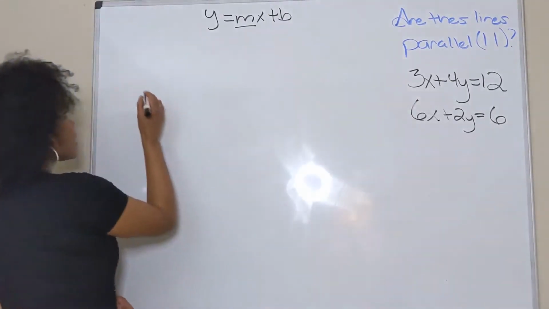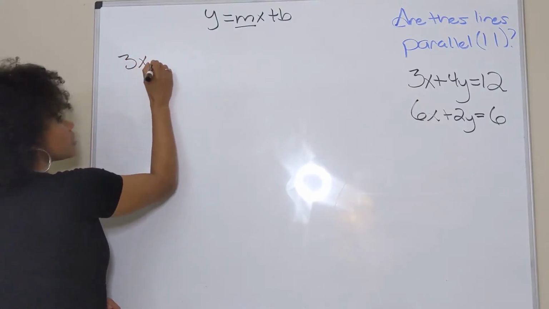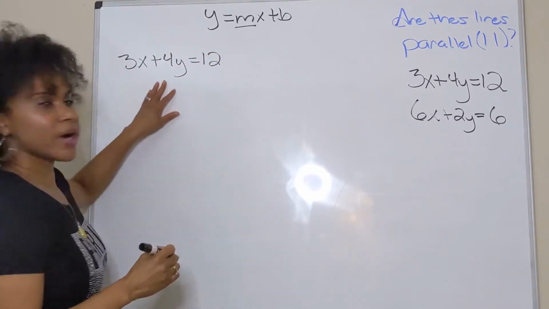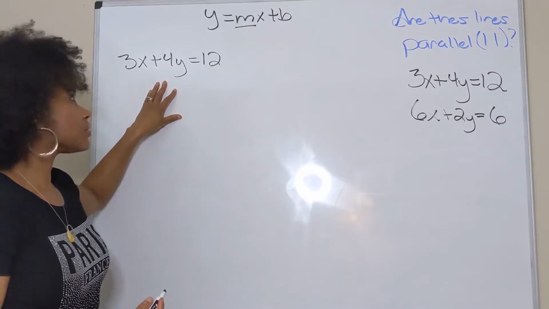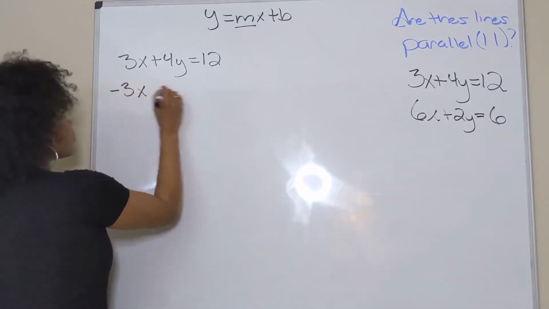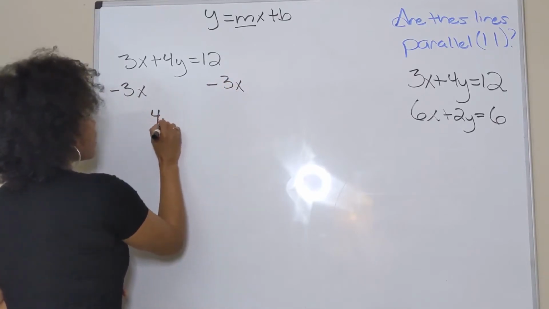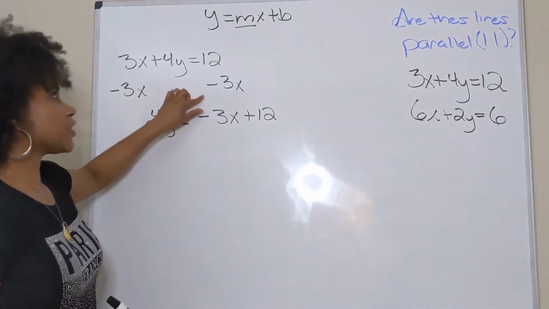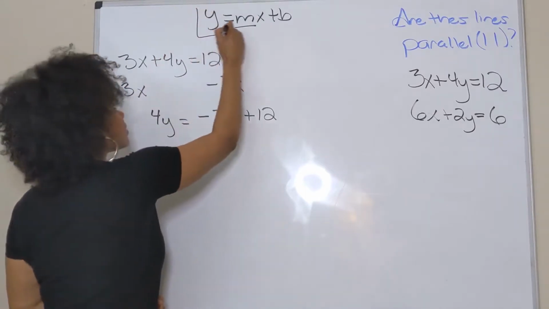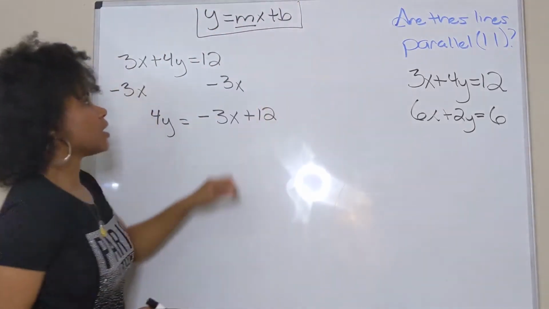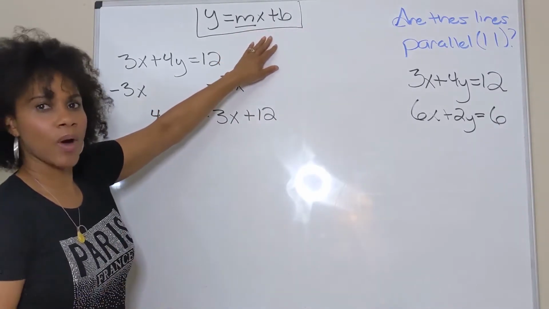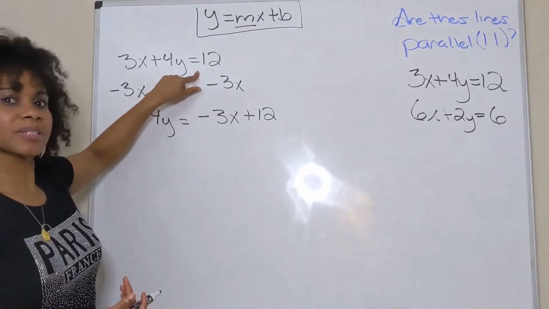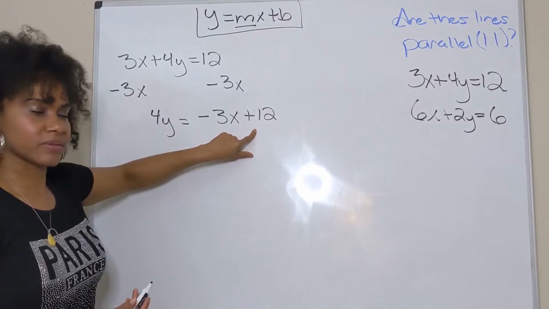So I'm just going to rewrite my first equation here, 3x plus 4y equals 12. And I want to rewrite that equation in slope-intercept form to see my slope. So I'm going to subtract 3x from both sides. I'm left with 4y equals negative 3x plus 12. And I'm writing the term with my variable first because I want my equation to look like this: y equals my slope times x plus b, or my y-intercept. Okay, so I wrote it as negative 3x because my 3x is negative and my 12 is positive, so that is a plus 12.